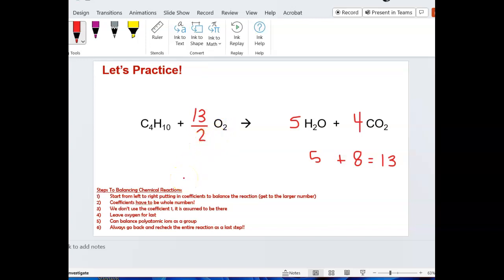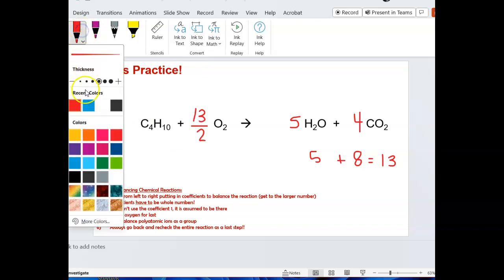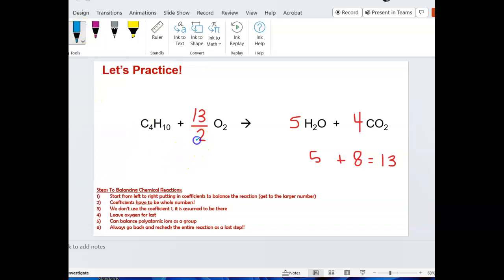Now the reaction's balanced, but I can't leave it this way, so I need to get rid of that fraction. To do that, I can multiply it by 2, and then I have to multiply everything else by 2. And that's it. Now everything's balanced.